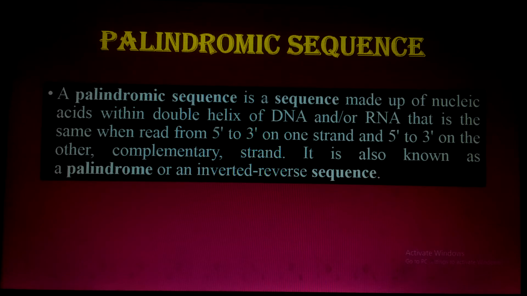A palindromic sequence is a sequence made up of the nucleic acids within the double helix of the DNA and RNA that is the same when read from 5 to 3 on one strand and 5 to 3 on the other strand. Must keep it in your mind. Read 5 to 3, the sequence will be the same on both the complementary strands of the DNA. It is also known as palindromes or an inverted reverse sequence.